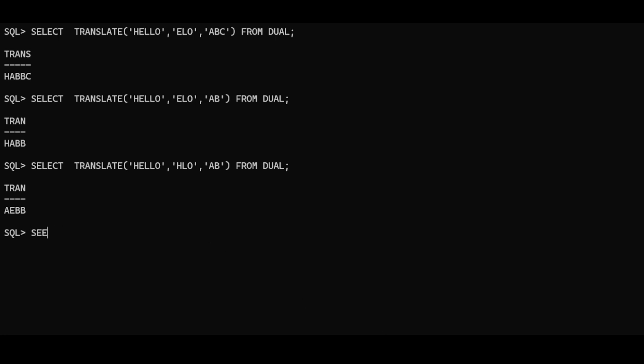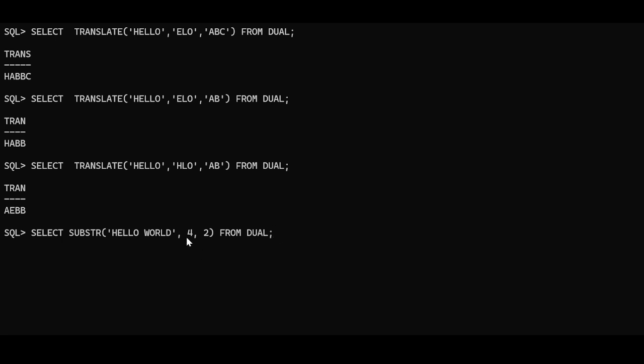Let us understand this practically. So select substring from hello world, and define the second argument as 2 and the third argument as 4, from 12.